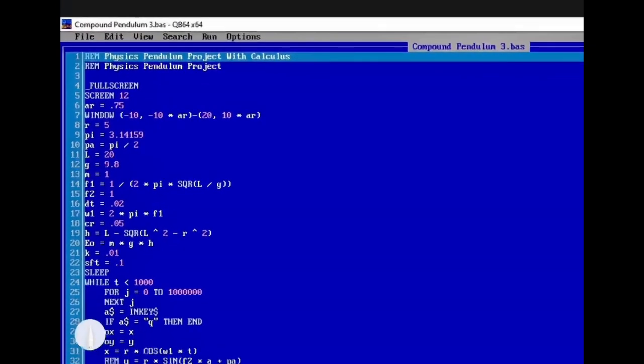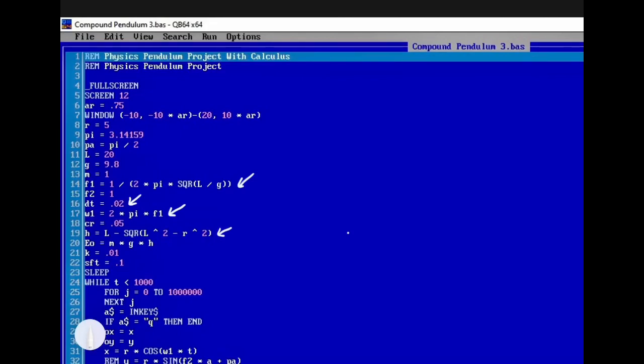A lot of the variables at the beginning are the same, but we changed the frequency to a formula so that we could add our own data to it. Remember, frequency is going to be 1 over the period, so frequency here is 1 over 2 pi times the square root of L over G. We also needed to add a few other variables like a time component, so we have dt here, and instead of using the angle, we used omega. And then we also added the height so that we could calculate the potential energy.